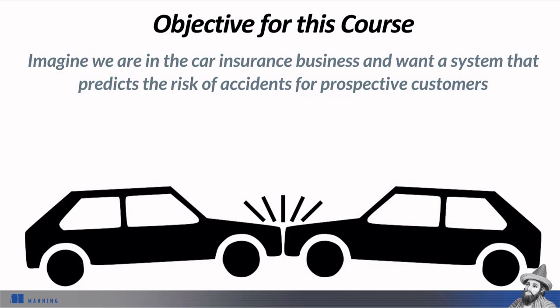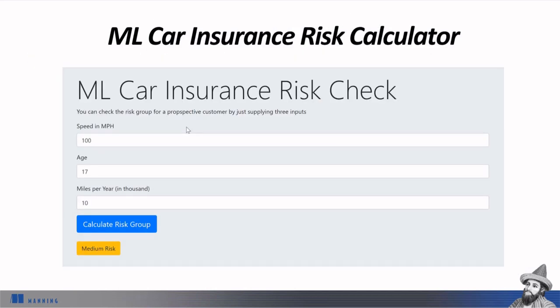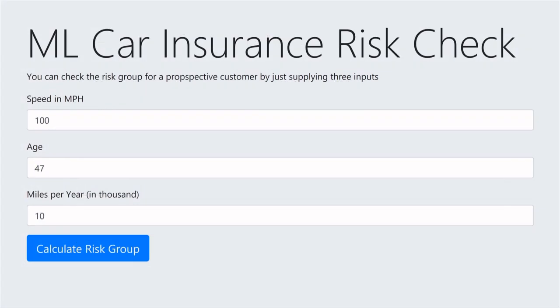Imagine we are in the car insurance business and want a system that predicts the risk of accidents for prospective customers. And in the end, we want a system that looks like this. We want a fully functional application. This is our running risk prediction calculator now, and it's actually working, so it's not a dummy.